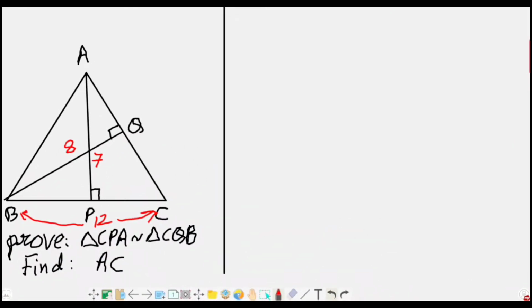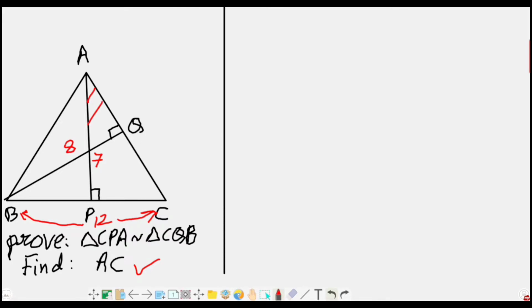Now students, let's solve the sum based on the concept of similarity. In this figure, AB is perpendicular to BC and BQ is perpendicular to AC. You are asked to prove that triangle CPA is similar to triangle CQB. Apart from that, AP is given 7, BQ is given 8, BC is given 12, and you are asked to find AC.